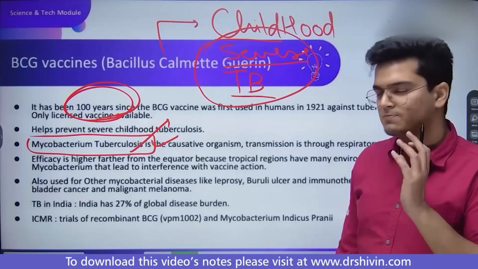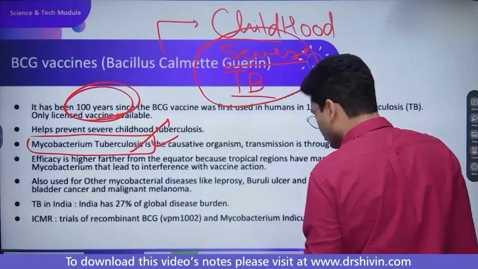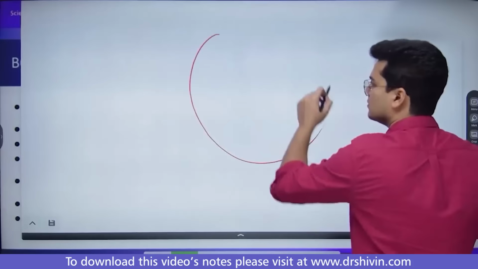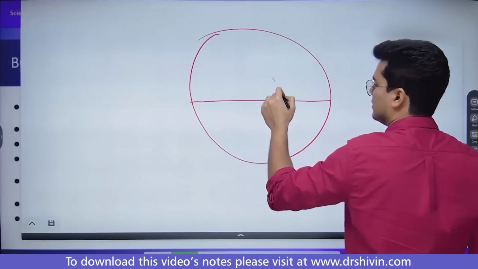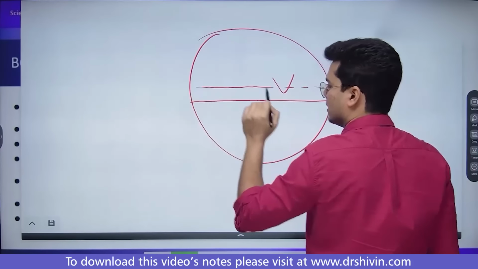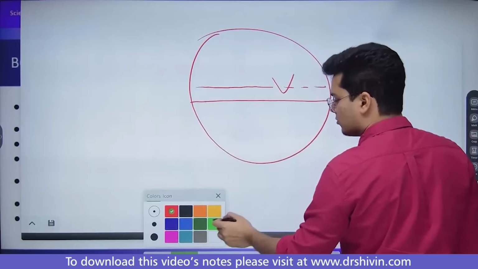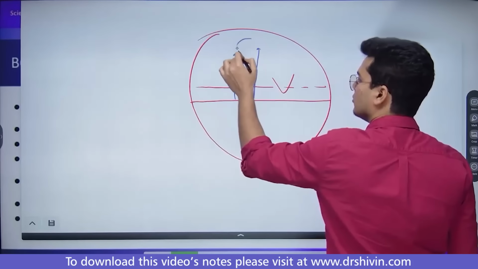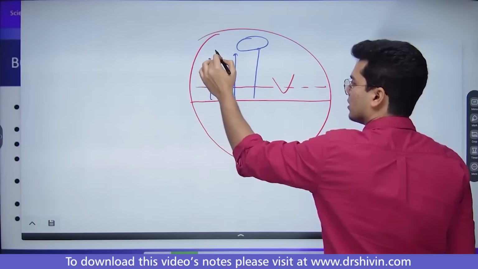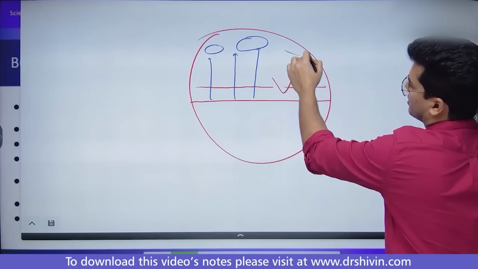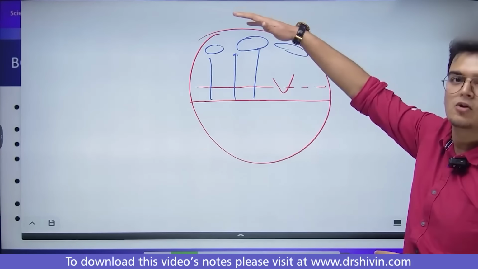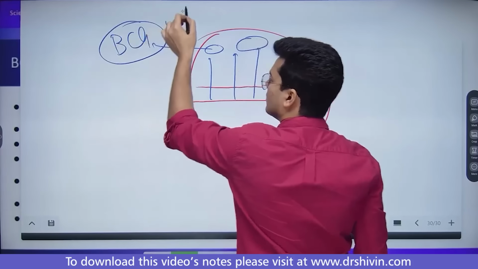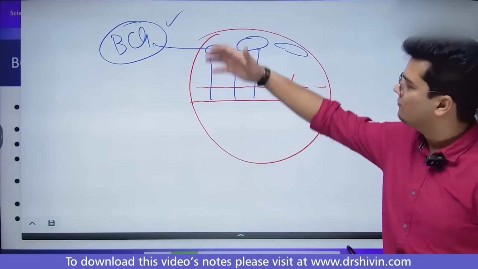Now there is a very special thing here: the farther you go from the equator, this is the earth, this is the equator, this is India somewhere, this is the Tropic of Cancer, right? The farther away you go from the equator, reach somewhere around Finland, or Canada, or Russia, the better the BCG vaccine will work. In India, its working will be less. There it will be more.